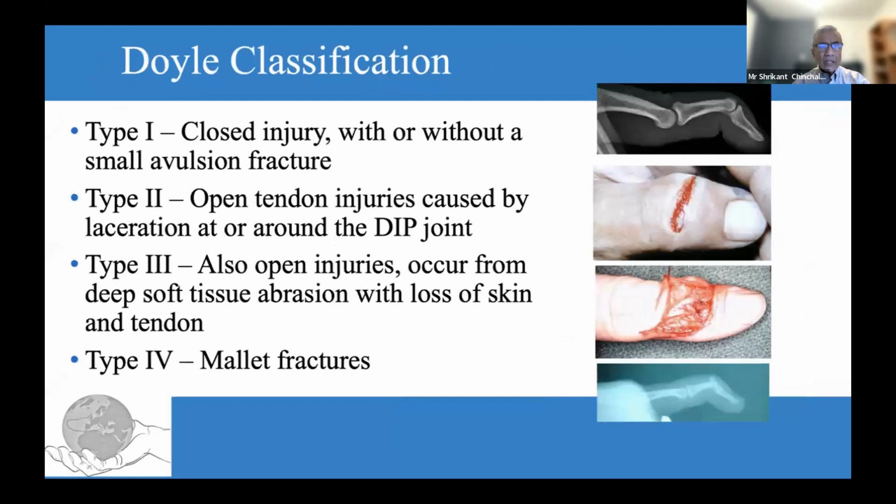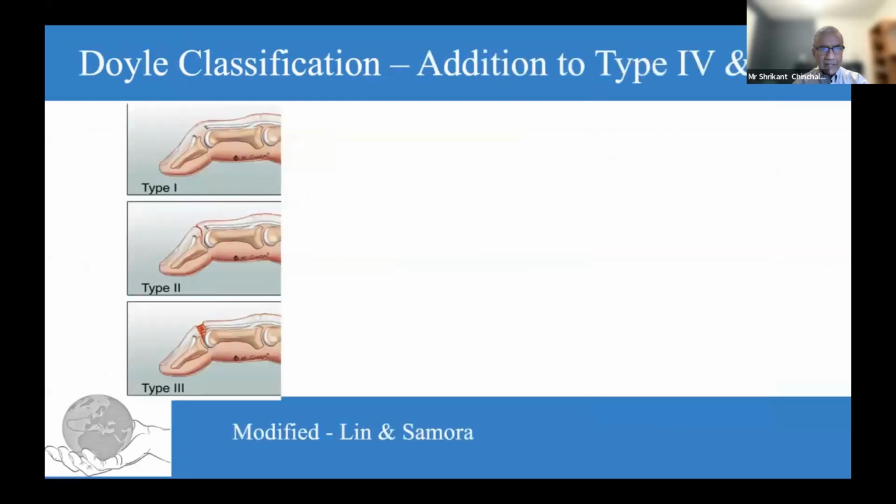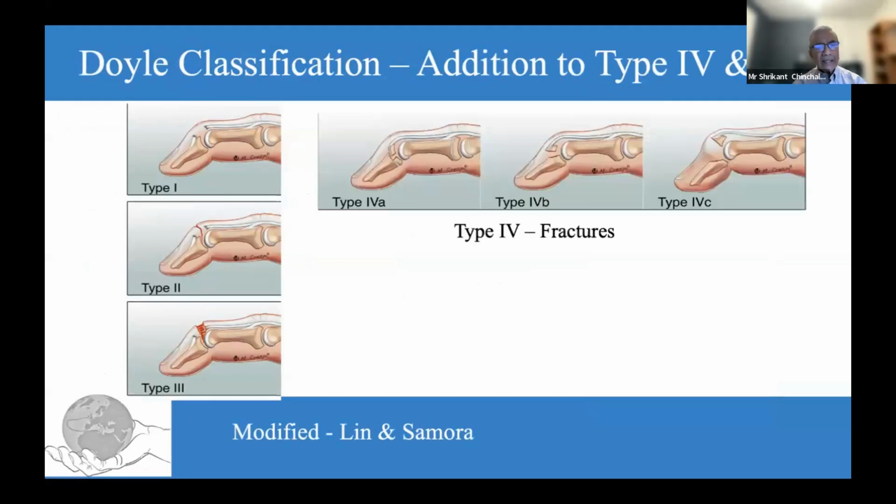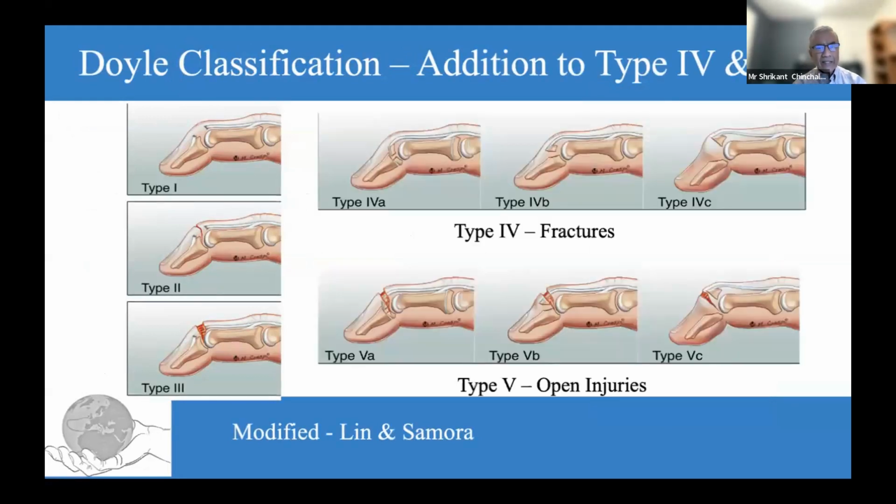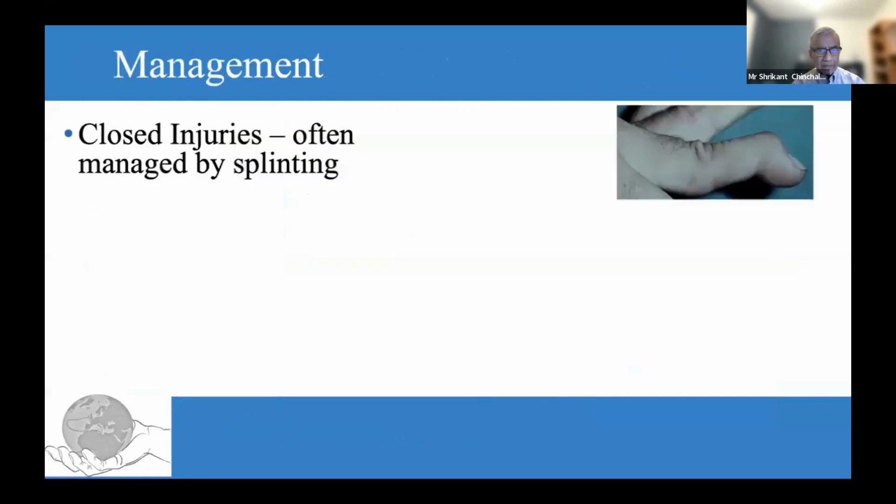So Doyle introduced a classification system. He divided these injuries into different types. Type 1 is a closed injury, whereas type 4 is a mallet finger fracture. And this classification was modified by Lin and Samora. They added additional classifications such as 4ABC and 5ABC, and that consists of fractures of the distal phalanx as category 4, or open injuries such as seen in type 5, as shown in these pictures.